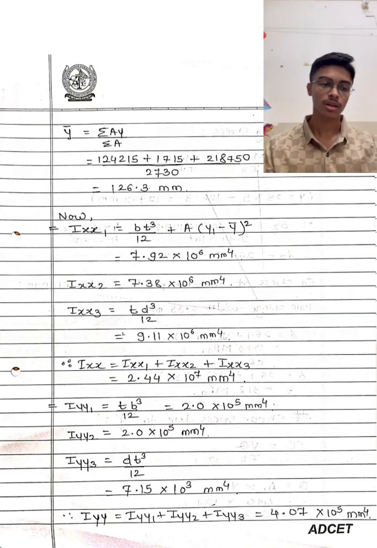Like this only, we have the formula for Iyy, that is t b cubed by 12. By calculating it, we got Iyy is equal to 4.07 into 10 to the power 5 millimeter to the power 4.